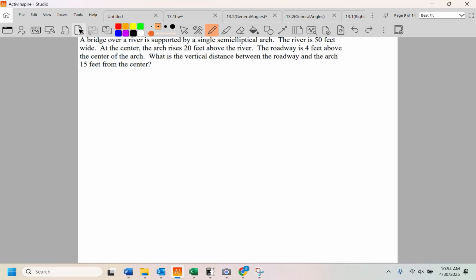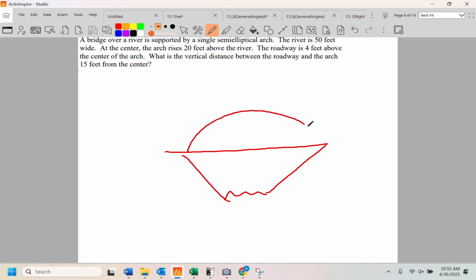A bridge over a river is supported by a single semi-elliptical arc. So you've probably seen bridges like this. A lot of bridges are like this. You've got a roadway, you got some water, you got your river underneath. It's kind of looking like an angry face right now. But the bridge itself is an arc, okay? It's half of an ellipse.